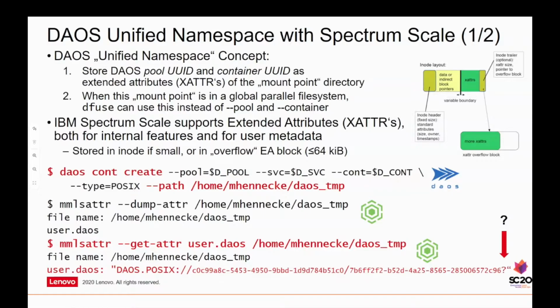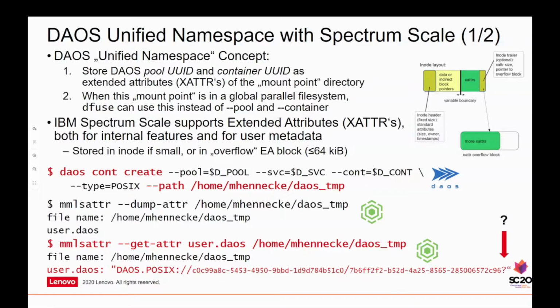And now I'm showing two mmlsattr calls. Those are Spectrum Scale commands, right? To list what extended attributes I now have on this directory, and what the values of those are. So I can dump the attributes, which just gives me the list of all extended attributes that are attached to the directory. And that's really the only special thing. Other than that, that directory is just an empty Spectrum Scale directory, right?